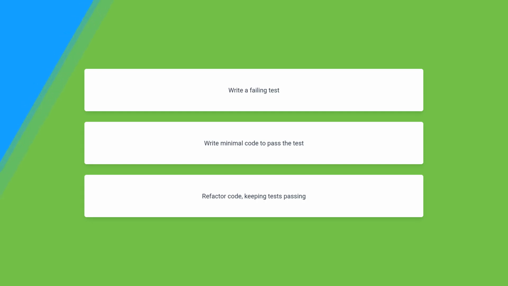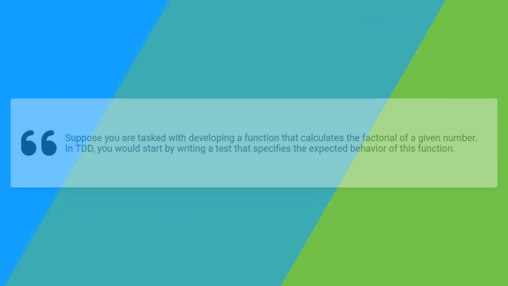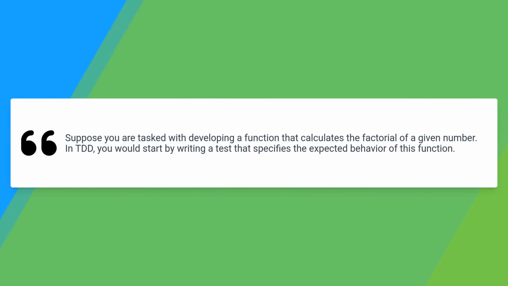Suppose you are tasked with developing a function that calculates the factorial of a given number. In TDD, you would start by writing a test that specifies the expected behavior of this function. The initial test might assert that the factorial of 5 is equal to 120. This test would fail initially because you haven't implemented the factorial function yet.